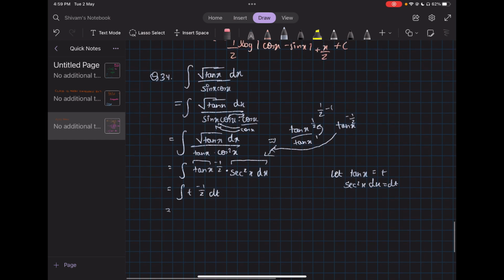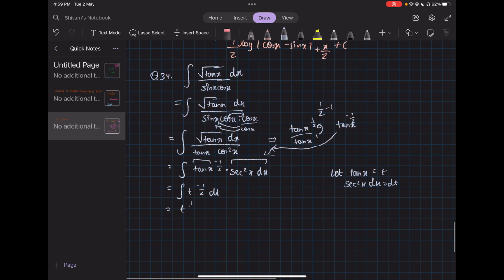Now we're going to use the power rule. So increase the power by 1, that becomes half, and then divide by the new power. Add a plus c, and now we're going to replace t with what we took t to be. You can write this step if you'd like, but it's not really necessary. That becomes that. That is the answer.